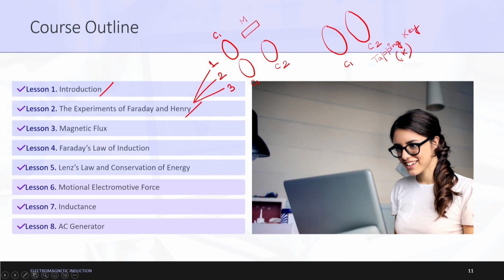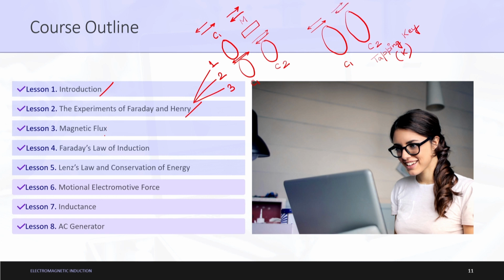The process was similar. If the coil C1 is held stationary, then magnet M is moving either towards or away. If magnet M is stationary, then coil C1 is moving either towards or away. If coil C2 is stationary, coil C1 is either moving towards or away. If coil C1 is stationary, then coil C2 is moving towards or away, and similarly the case is in this also.